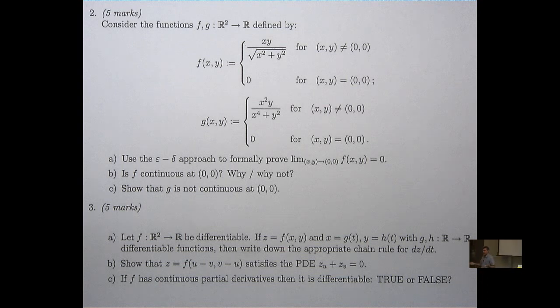In part B, we're asked whether f is actually continuous at the origin and to give a reason. And thirdly, we're asked to show that this function g is not continuous at the origin. So that pretty much covers a lot of the limit section that we discussed in lectures. So let's have a look at how we do it.